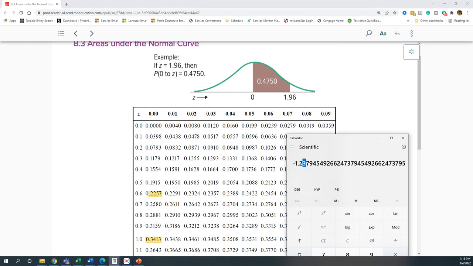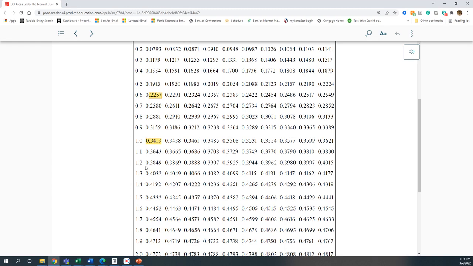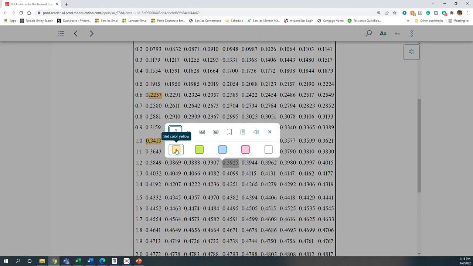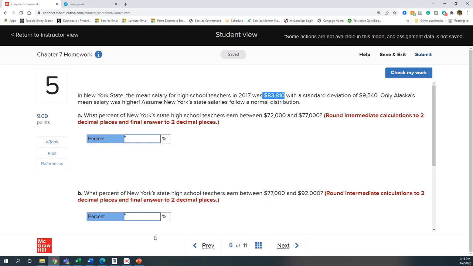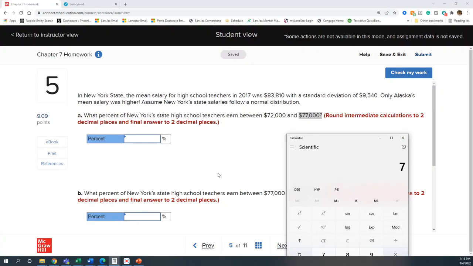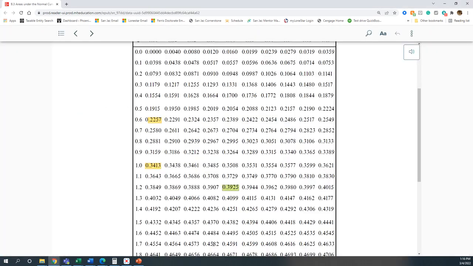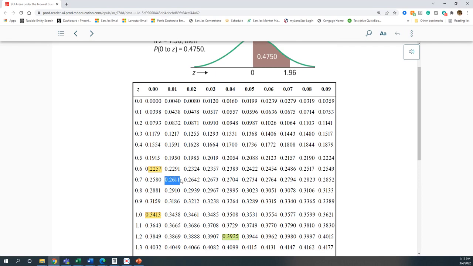And that was 1.24. Okay. So 1.2, and then 4. We're going to make sure we highlight that green. And there we go. There's one limit. Now it's going to ask for another. So now we have 77,000 that we have to find. So 77,000 minus our mean, divided by, again, our standard deviation. We have 0.71. Only 0.713, which rounds down. So now back to the table, 0.71.